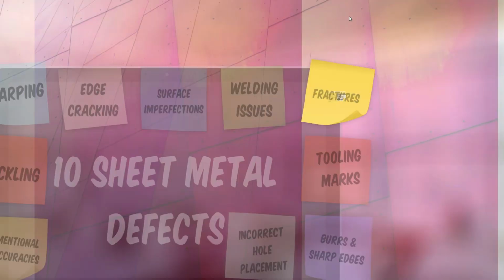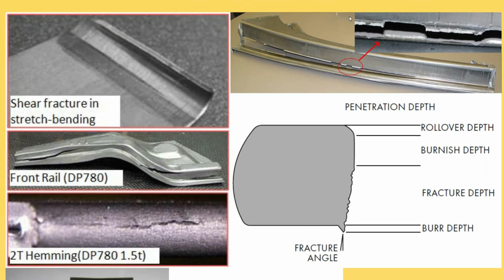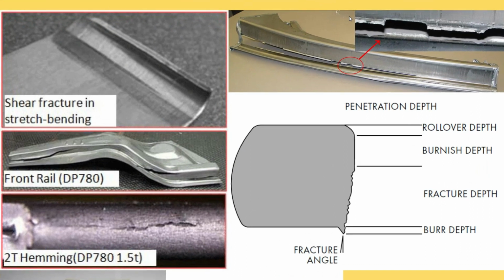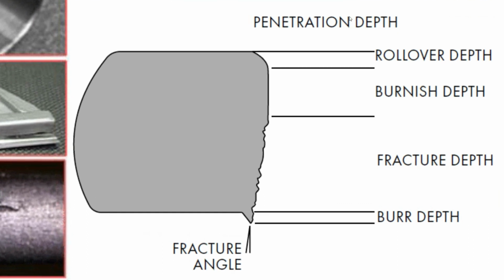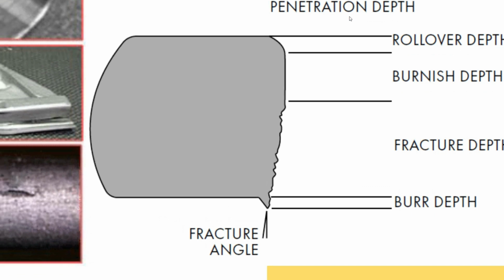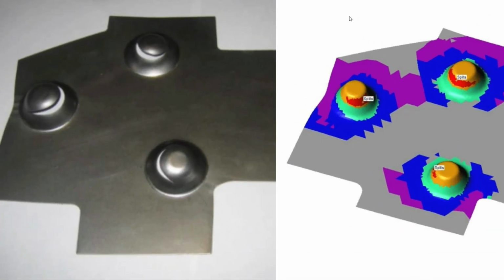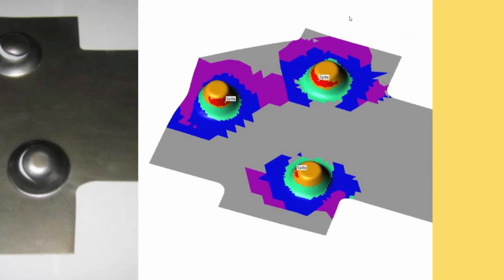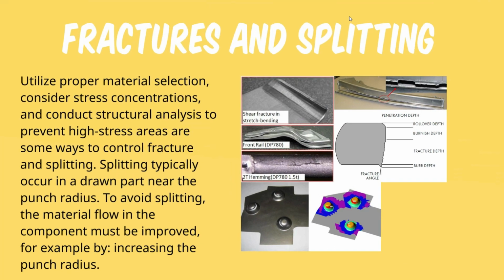7. Fractures and splitting. Splittings are the most common type of failure in sheet metal forming processes, while fractures are uncommon in sheet metal. Utilize proper material selection, consider stress concentrations, and conduct structural analysis to prevent high-stress areas are some ways to control fracture and splitting. Splitting typically occurs in a drawn part near the punch radius. To avoid splitting, the material flow in the component must be improved, for example by increasing the punch radius.